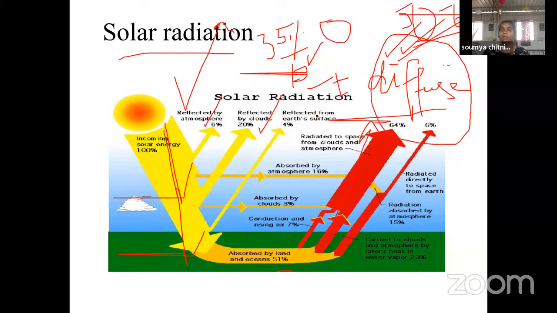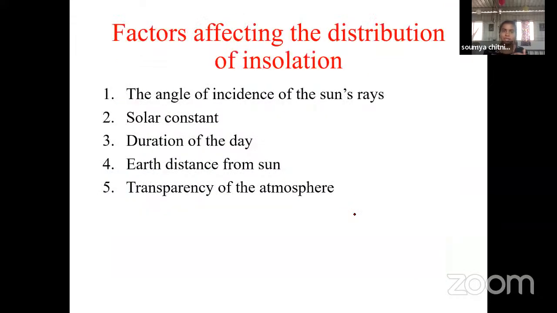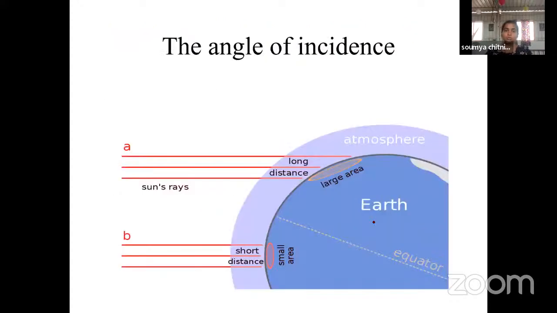In between this direct and diffused solar radiation, the amount which is reflecting back to the atmosphere, we call an albedo. We'll talk about albedo later anyway. So this is the usual process of solar radiation being received and leaving the earth's surface. What are the factors affecting the distribution here? One is the angle of incidence of the sun, one is the solar constant, one is the duration or length of the day, the earth's distance from the sun, and the transparency of the atmosphere. These are the factors which will be affecting.